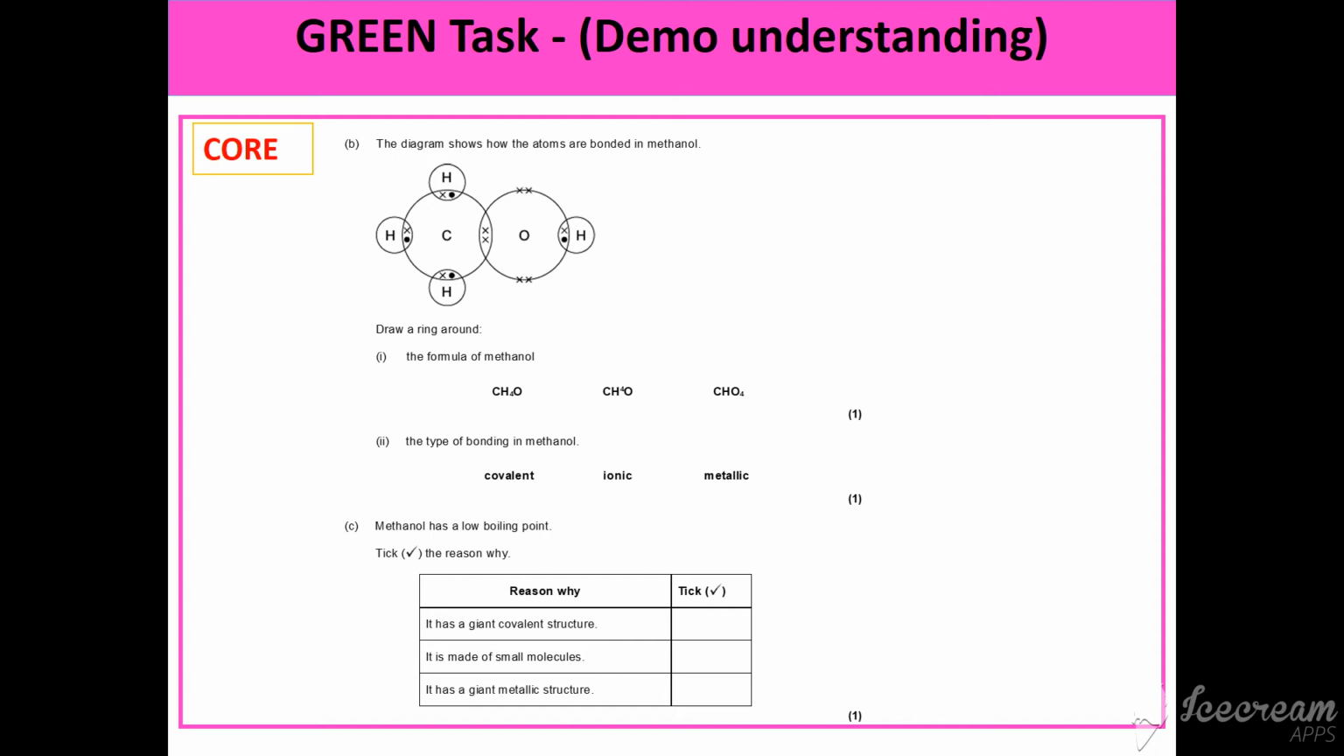Right, so let's have a go at these past exam questions. The first thing we need to do is find the formula for methanol. Now you're given three options down the bottom here, and we just need to find the formula for this molecule here. You'll see there's 1 carbon, 1 oxygen, and 4 hydrogens. So we need to find the one here that matches that. This one doesn't match because it says there's 4 oxygens.